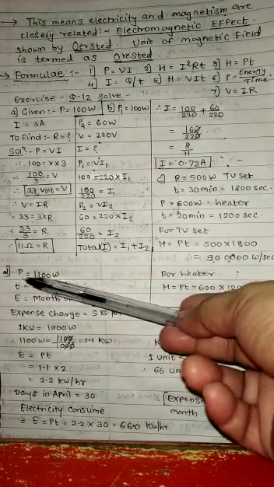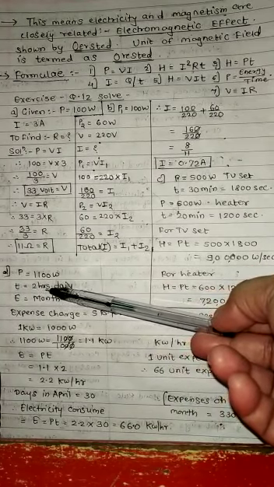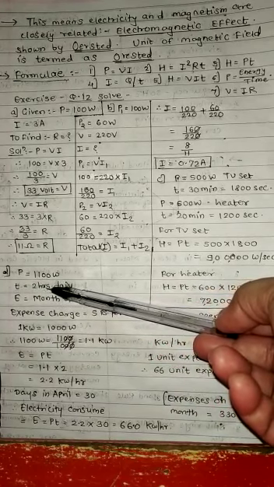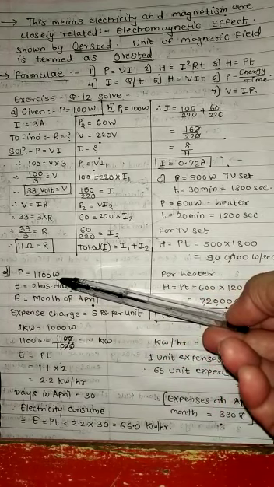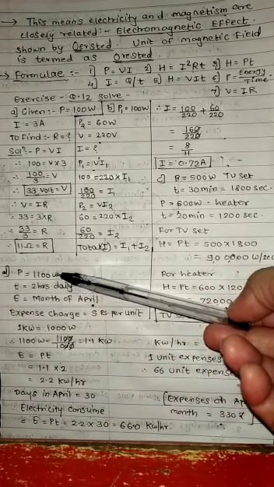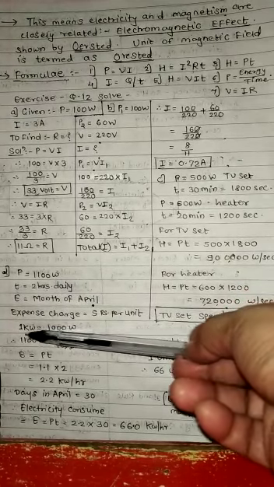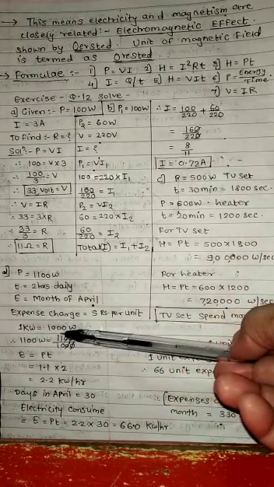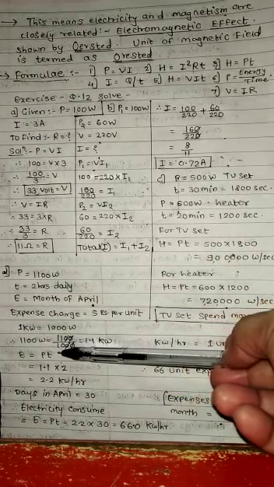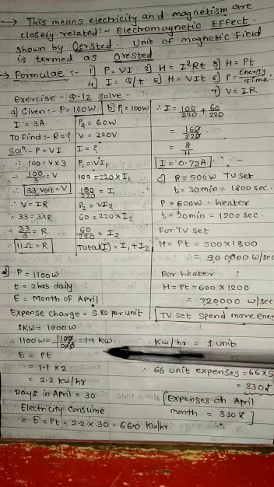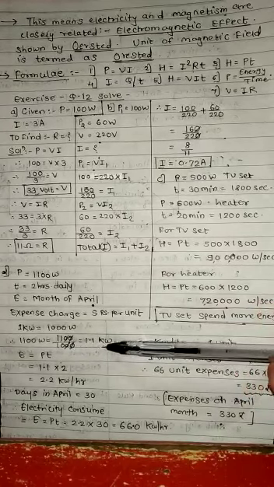First, power is given in watt and time is given in hours. So the quantities are different. That's why first you have to convert watt into kilowatt, because the unit is kilowatt hour. 1 kilowatt is equal to 1000 watt. So 1100 watt is equal to how much? 1100 divided by 1000, that is 1.1 kilowatt.